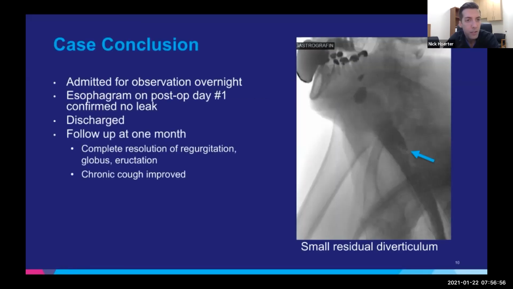So the patients, we usually admit them for 1 day, get an esophagram the next day to confirm that there's no leak. On the esophagram, you can see there's still a little persistent Zenker's. Of course, this is only 1 day out, but he's discharged after this. And then 1 month later, he has complete resolution of all those GI symptoms, the regurgitation, globus. His chronic cough improved a bit, although it was still present.